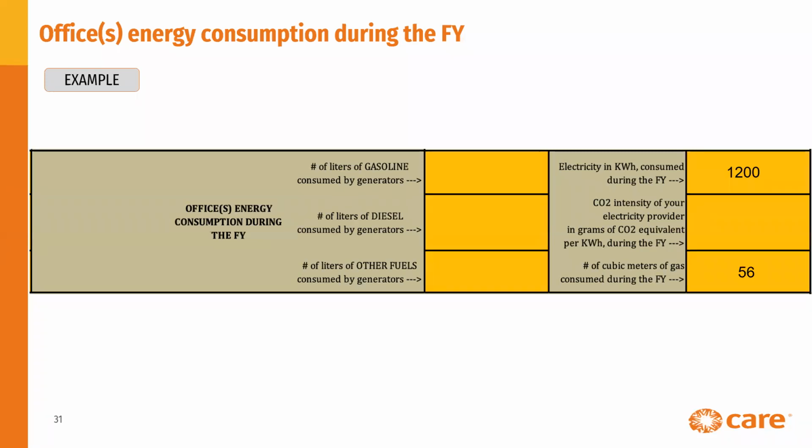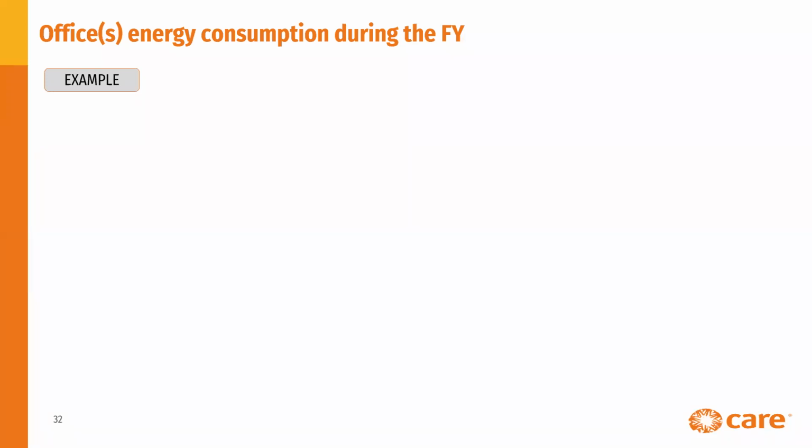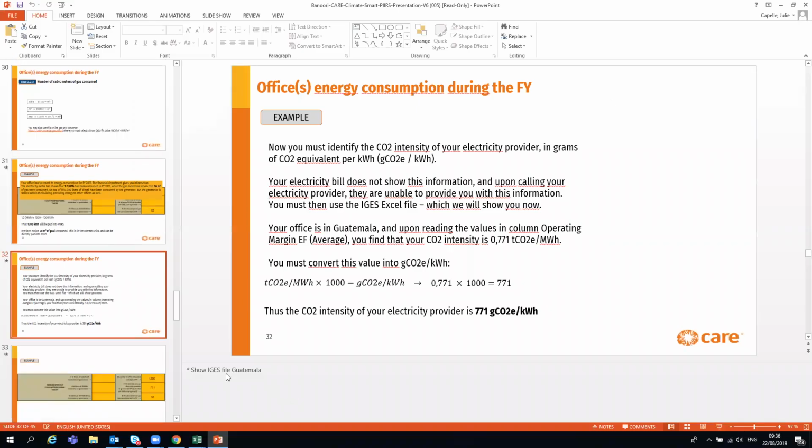We then move on to identifying the CO2 intensity of your electricity provider in grams of CO2 equivalent per kilowatt hour. Excuse us, there's a slight issue with our PowerPoint, but you can read it here. For some reason, it's not showing when we're in presentation mode, but we'll come back to that mode right afterwards. But here's to help you follow with the explanation.